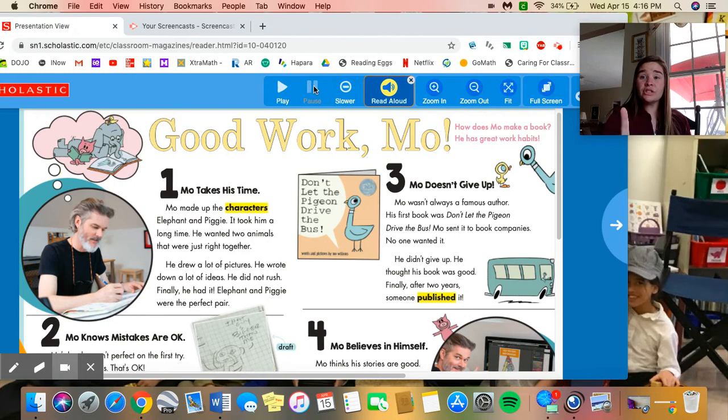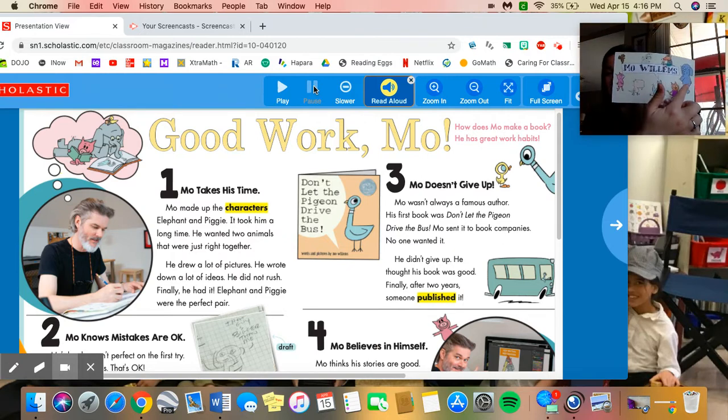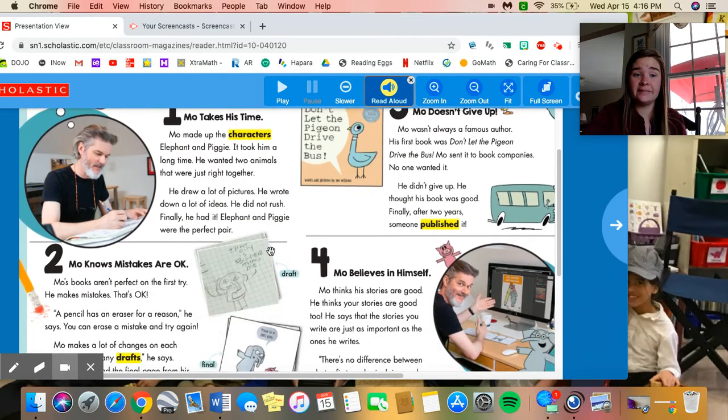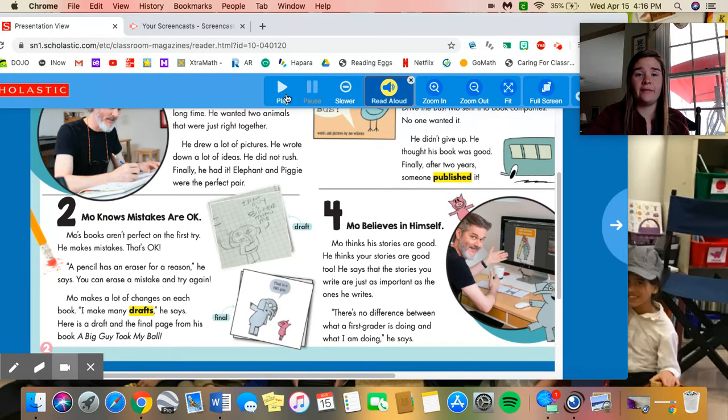So what was the first quality that Mo Willems had? We just read about it. It told us that the first thing that he really has a good habit with is taking his time. It took him a long time to come up with his characters of Elephant and Piggy, which I know you guys know who those are. Here's Piggy. Oh, that's Elephant. And there's Piggy. So it took him a long time. It wasn't like he just woke up one day and automatically had this great idea to make these Elephant and Piggy books. He worked hard to come up with good ideas. Let's see what the second thing is that he does really well.